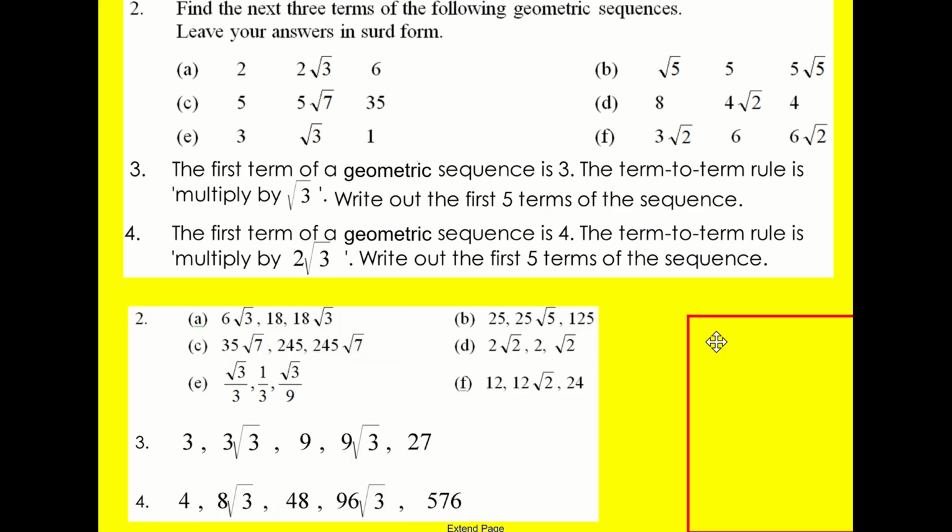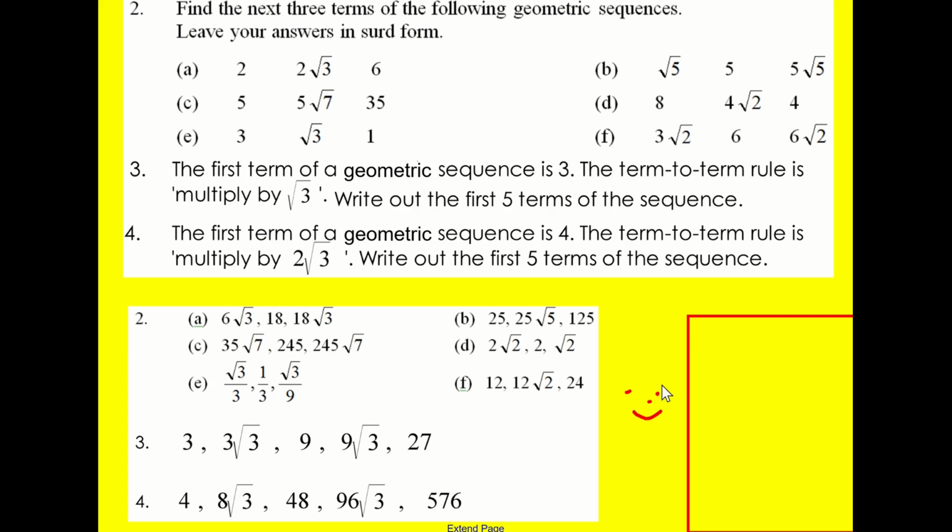Here we are. So we're timesing by root 3 each time. For B, we're timesing by root 5. Here, by root 7. Here, 8 goes to 4 root 2. So we're sort of dividing by 2 and timesing by root 2. So we're timesing by root 2 over 2, or 1 over root 2 in fact. Here we're actually timesing by 1 over root 3. Okay, this one, they get a bit trickier in places. But hopefully you're happy about this.